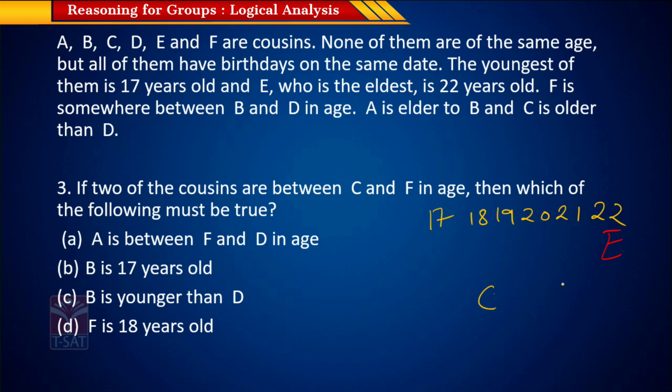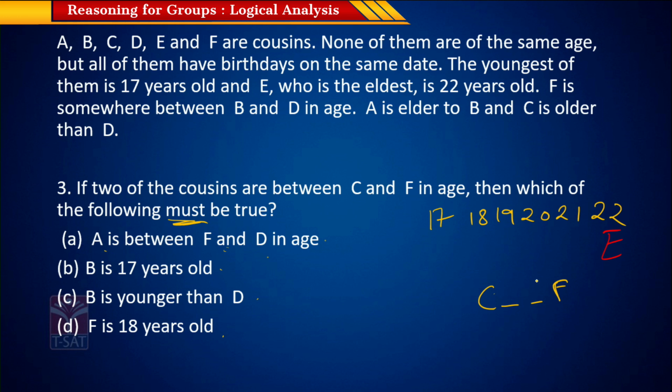Now we have C and F, and we have two cousins in between. Now let's check which of these following must be true. It's not that it can be true, but it must be true. So let's see that A is between F and D. Let's try to disprove each of these choices one by one and check if it is possible. So let's say A is not between F and D.